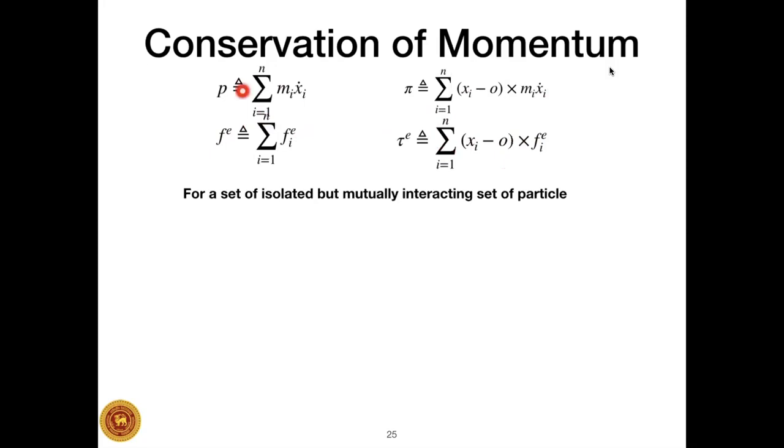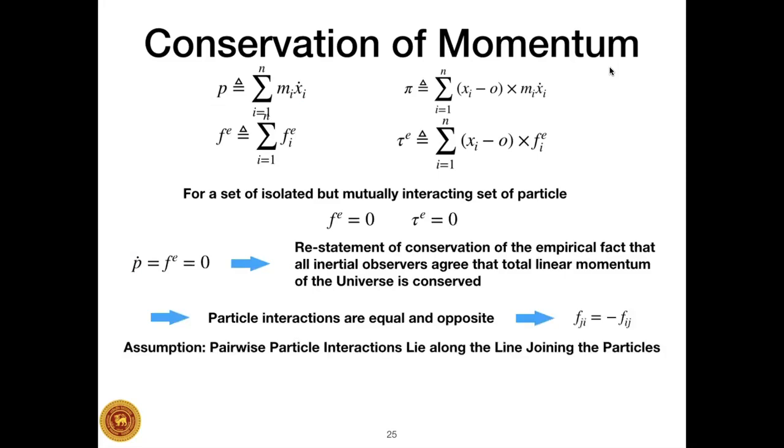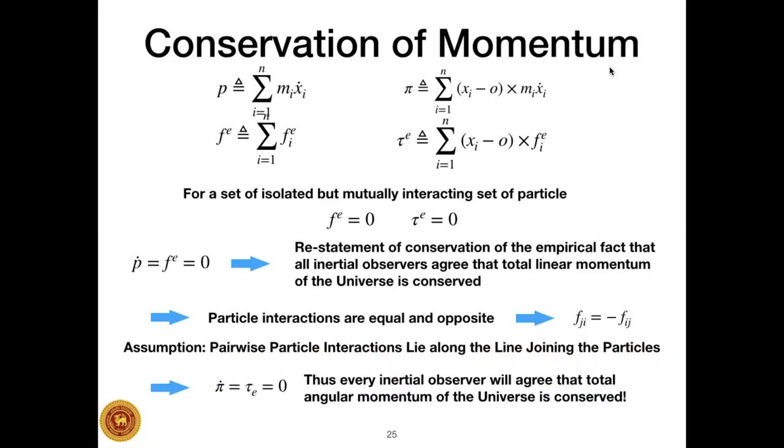And if you restrict it to an isolated set of particles, then this is equal to zero and that is equal to zero. And we recover the following relationship: a restatement that all the particles interact in such a way that the linear momentum is conserved, and the forces between particles are equal and opposite. And additionally, if the pairwise interactions are along the line joining the particles, that will give us that the total angular momentum is also constant. So again, this is a direct consequence of that, but we will find that this expression turns out to be very useful when we treat bodies where the distance between any two particles remains fixed, or rigid bodies.